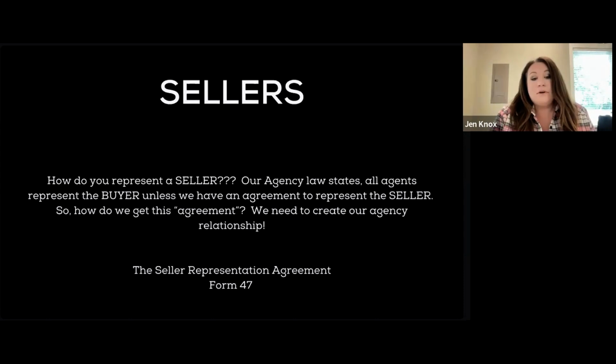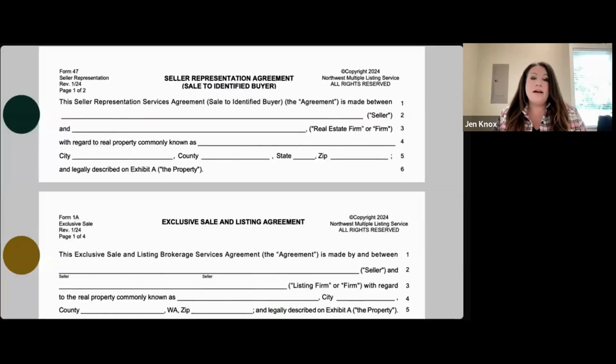Now, I don't actually have the form in its entirety because what I wanted to mainly talk about today was the differences between what it means to have a seller representation versus a listing agreement. So number one, they look very similar. However, they have completely different implications. So Form 47 is a seller representation where you have an identified buyer. If you have a seller who does not yet have an identified buyer, then what we need to be thinking about is doing a listing agreement rather than seller representation, because seller representation is only so we can put this contract together with the identified buyer.